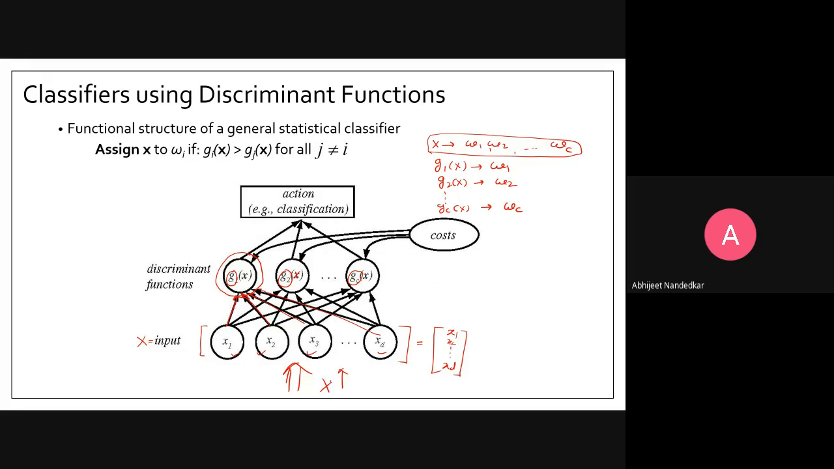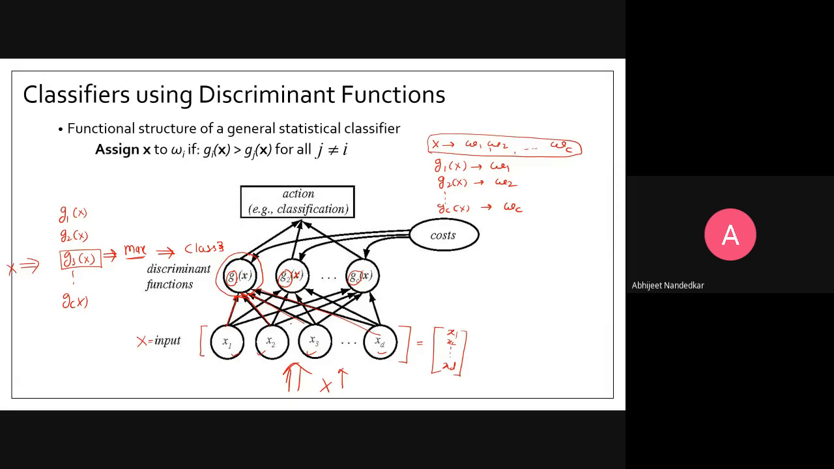So we are going to check what is the value of G1(x), what is the value of G2(x), what is the value of G3(x), and so on up to GC(x). Once they are computed for a given input x, we will see which one is producing the maximum. Let us say G3(x) is producing the maximum, then my classification decision is class 3. In this way this will work.